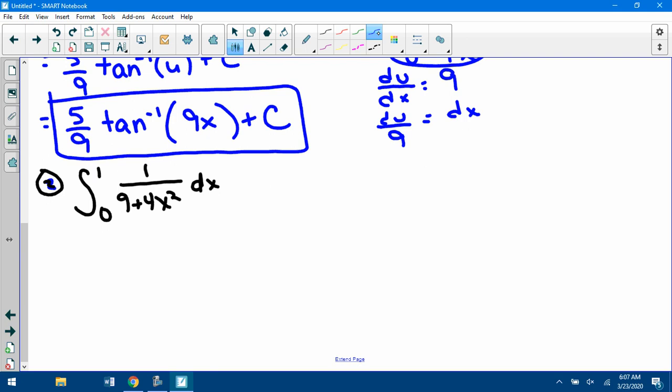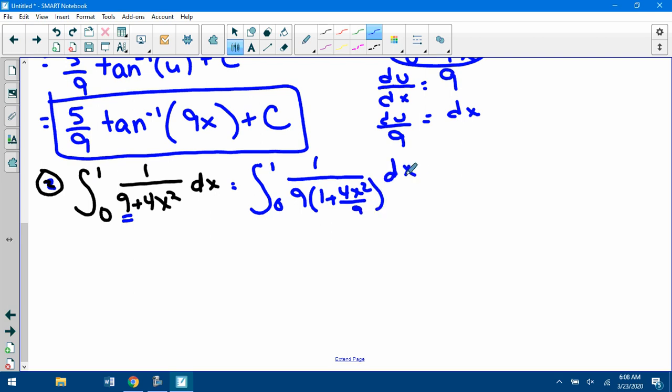But if you tried regular u sub, letting u equal the whole denominator, you'll have an extra x. So no good. Now before I do u sub, what else needs to happen? Right, remember this needs to be a 1. So let's factor that 9 out. It's going to be the integral from 0 to 1 of 1 over, take a 9 out, and that leaves you with 1 plus 4x squared over 9 dx.